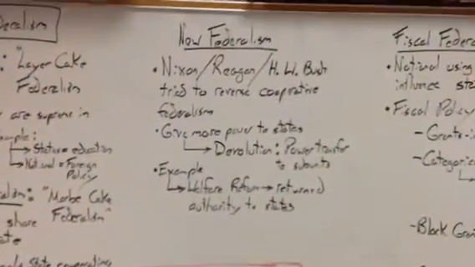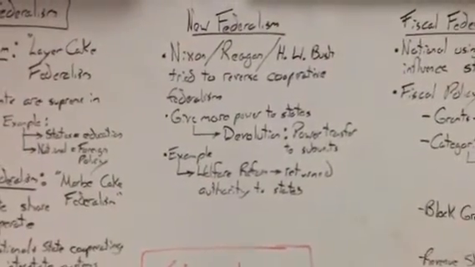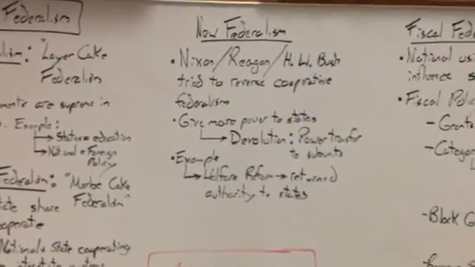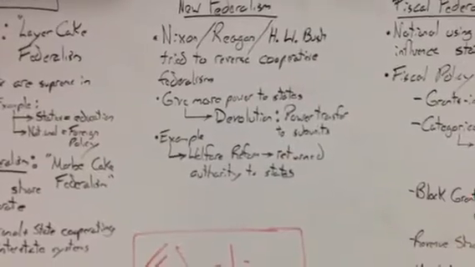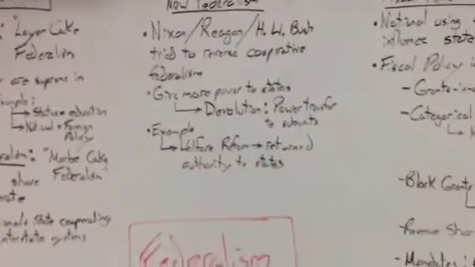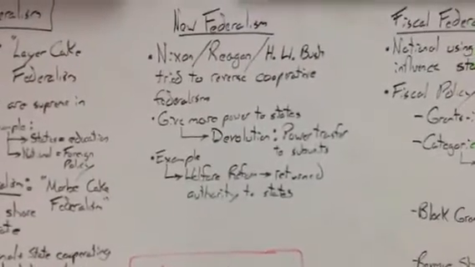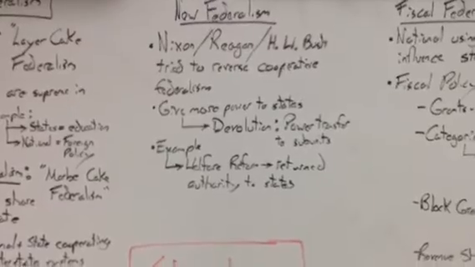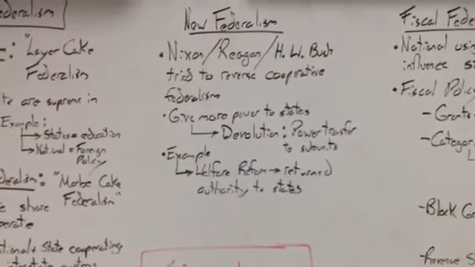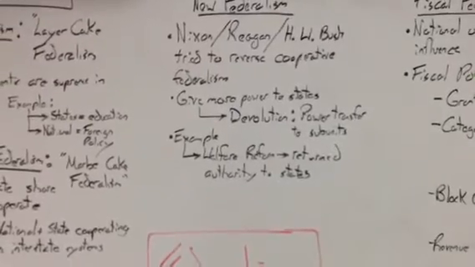New federalism, this is a very conservative style of federalism, and it's developed by Presidents Nixon, Reagan, and then the first Bush, H.W. Bush. And they are trying to reverse all the stuff that came with cooperative federalism. Specifically, they're giving more power to the states. And we call this devolution. It's power transfer to the subunits. They want to take power from the national government and give it to the state governments. A great example of this was welfare reform, returning all the authority over welfare and control of welfare programs back to the states.